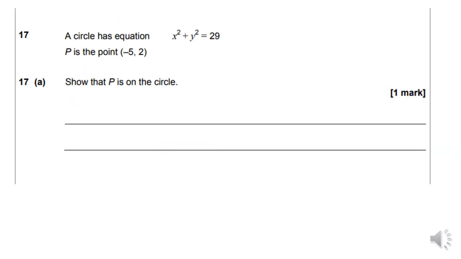Next up, a circle has the equation x squared plus y squared equals 29. P is the point (-5, 2). Show that P lies on the circle. Well, it's just a little simple bit of substitution.